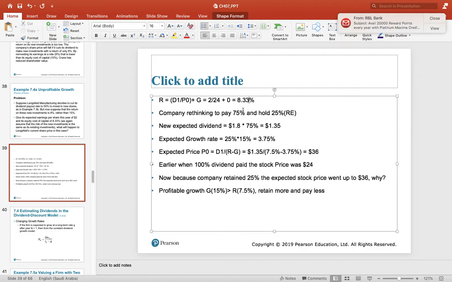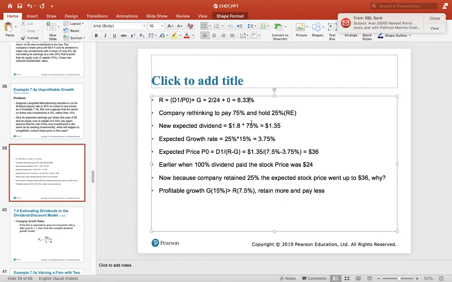Okay, now the new cost of capital changed. Now what happened? Because of maybe a new market condition, new competitors came, your earning increased from 1.8, your earning became 2. Your share price is the same, 24, but your growth is 0. Then your cost of capital became 8.33%.